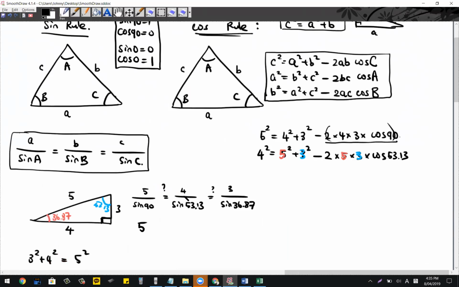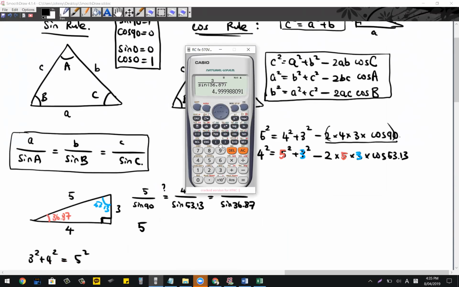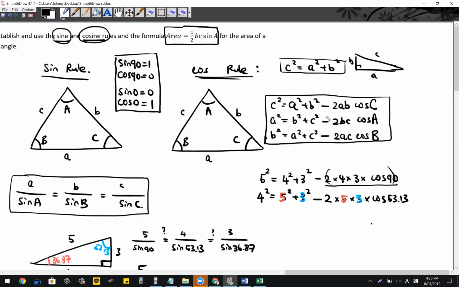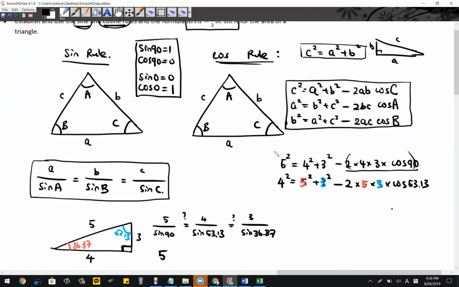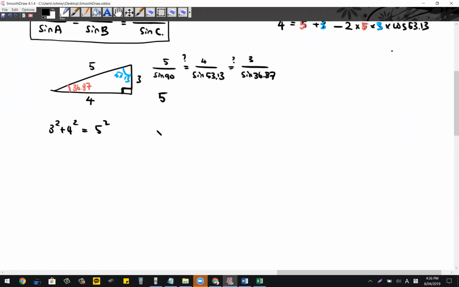So let's see if it works. This is about 16 on the left-hand side. So the right-hand side is 5 squared plus 3 squared minus 2 times 5 times 3 times cosine 53.13. So therefore, that's about 16, isn't it? So we can see that it's working. It doesn't matter what sort of triangle you have. This is sine rule, this is cosine rule, and they work. It's just about making sure you label it correctly.